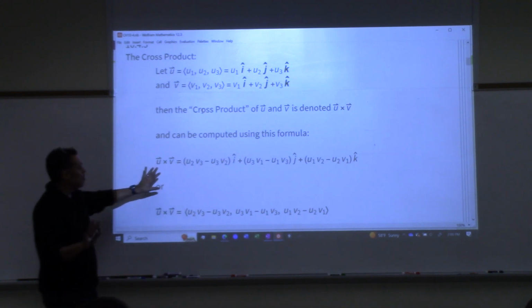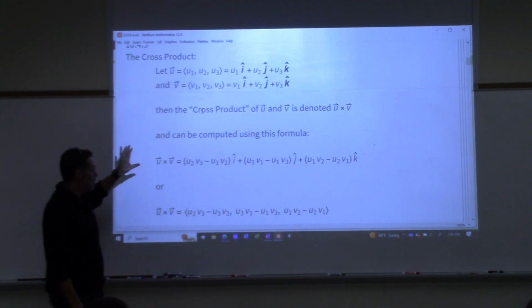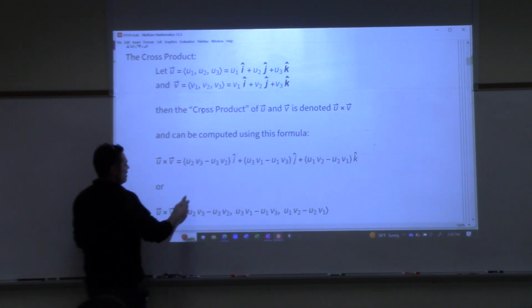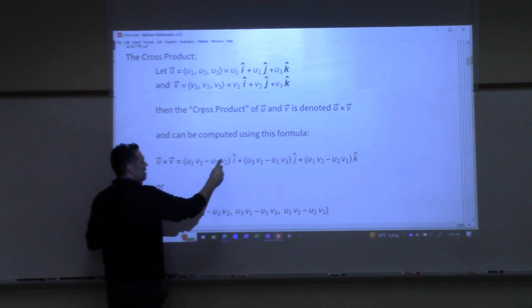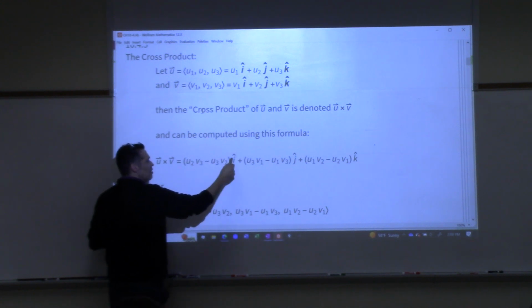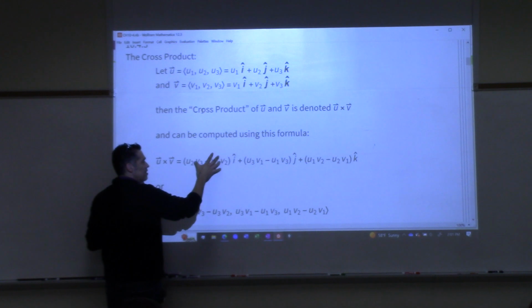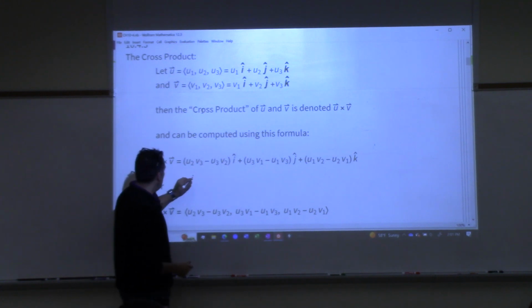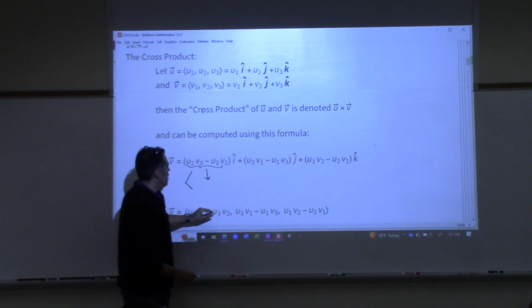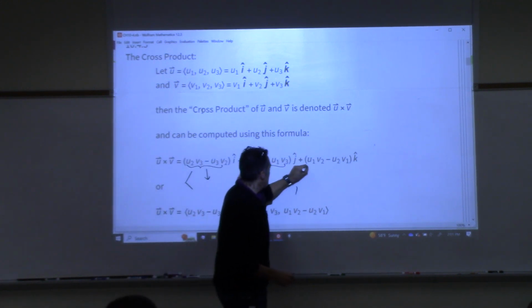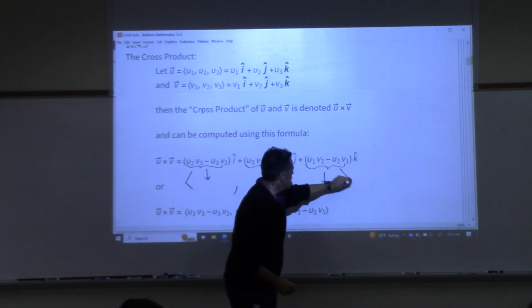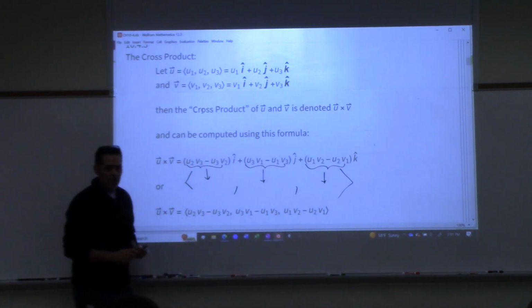I don't care. I have a better way. There's going to be a better way, all right? But that's the actual formula for it. Let's see what it's telling you to do. Take u2, multiply by v3, then subtract u3 times v2, and that right there is going to be your i hat component. So this is like in angled bracket notation. This right here goes in the first component. This right here is your second component, and then this right here is your third component, and that's your answer as a vector.